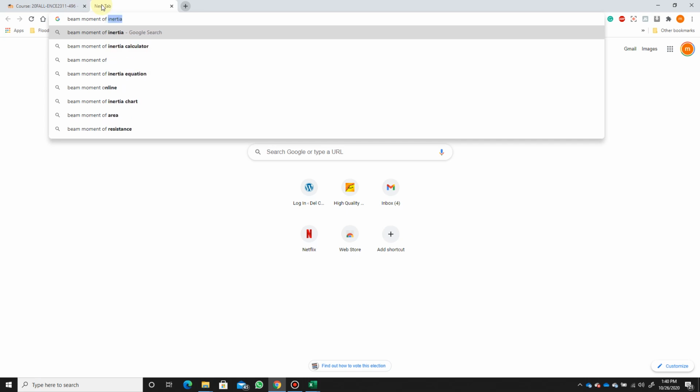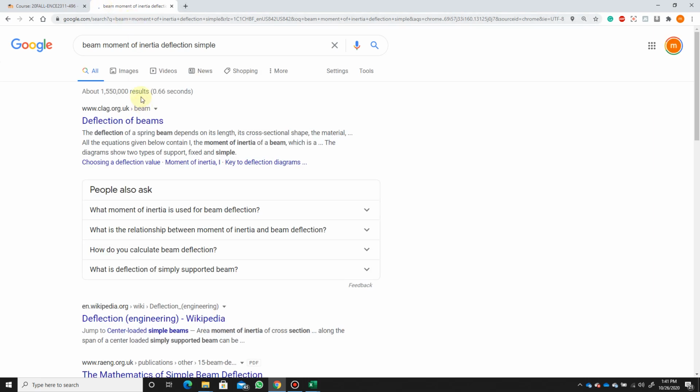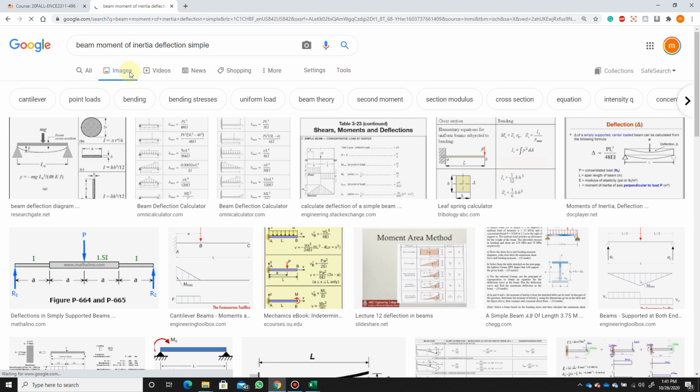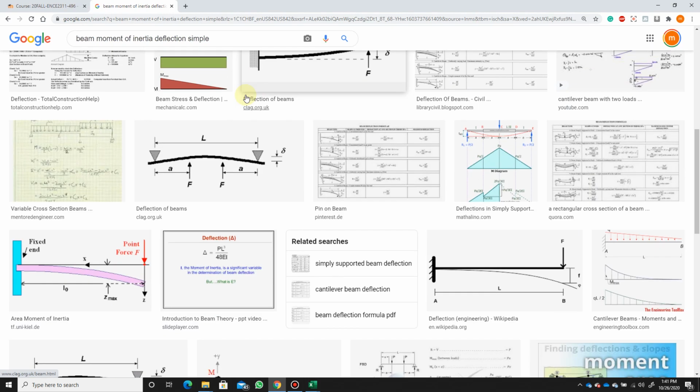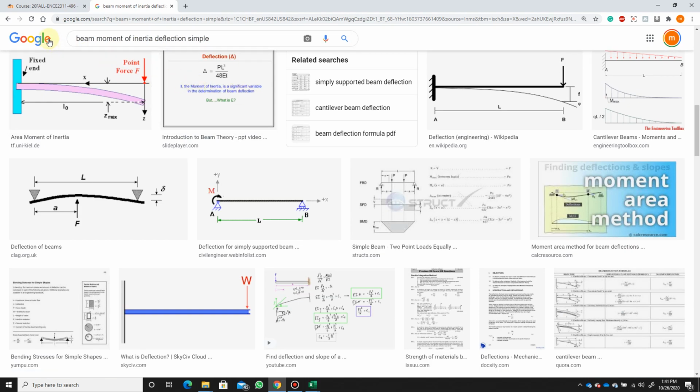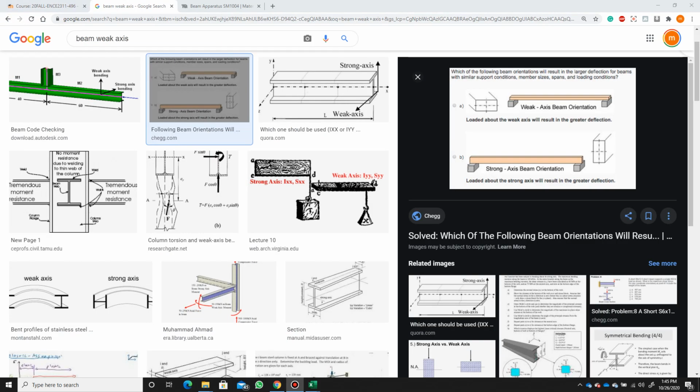say beam moment of inertia deflection, simple. Let's look at the simple definition. Okay, this is exactly what I was looking for, and I just found it.